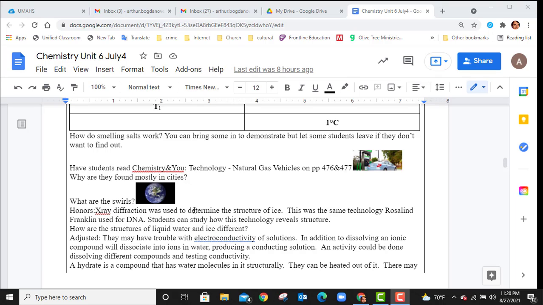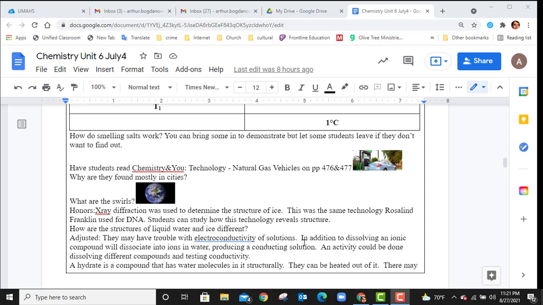X-ray diffraction was used to determine the structure of ice. It was the same technology that Rosalind Franklin used for the DNA. And then they can do extra studying on how this technology reveals structure. Now on the other end of the spectrum, what about the adjusted? They may have trouble with this concept of electroconductivity of solutions.